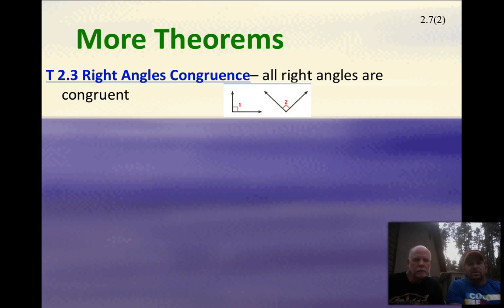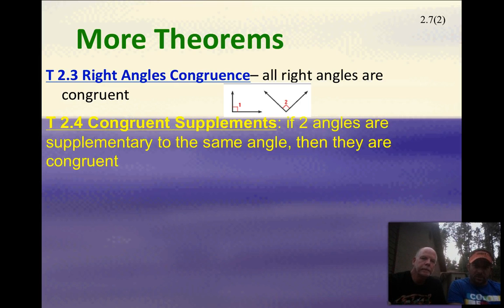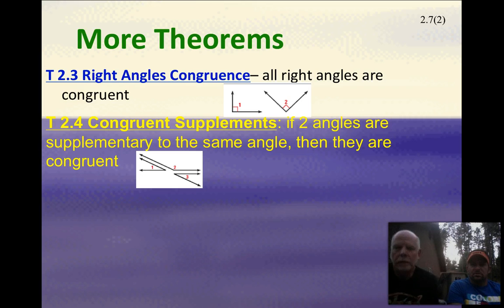Even though they're going to rotate it, you'll know that angle 1 and angle 2 are congruent because they're both right angles. Now this next one's tricky, congruent supplements. It's almost like the transitive property. It says if two angles are supplementary to the same angle, and there's the diagram, angle 1 and angle 2 are supplementary to each other. Now you've got to remember what that means: they add up to 180 degrees.